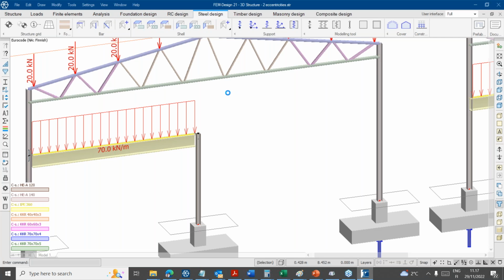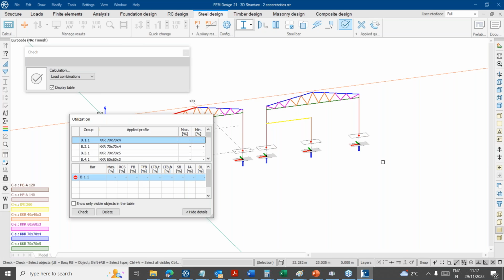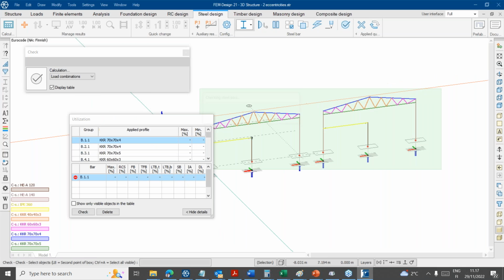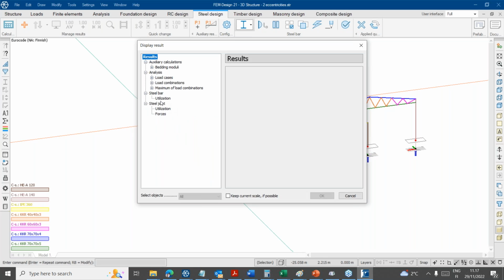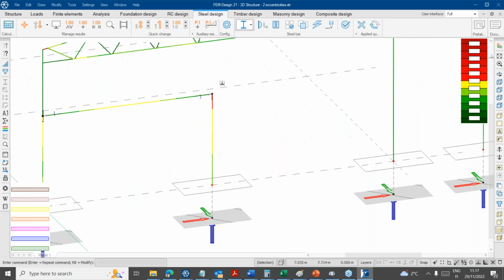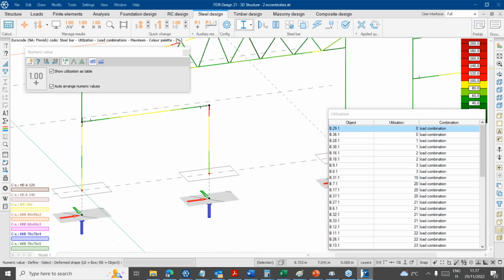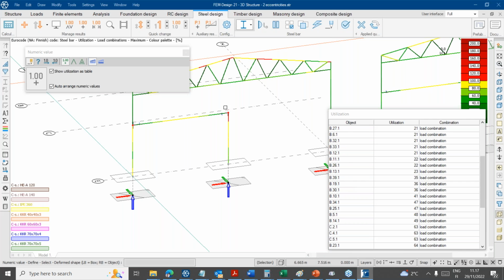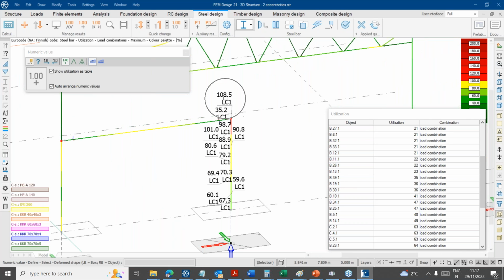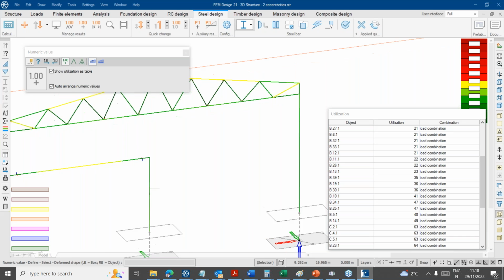So if you go to the steel design and design those elements here, we have a much different utilization of the models depending on whether we have eccentricities or not. So let's look at how they deviate. For instance here, if we include even a little bit of eccentricity of the column, it's much higher in this model. The utilization is 108% here, and if you go to this model, it's 62.